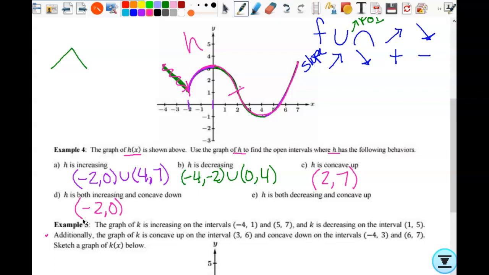All right, so then h is both decreasing and concave up. So we knew it was concave up from right here. Where does the decreasing part start? At 2 and goes to what? 4. Any questions at all? Anything I need to repeat? Please do not be afraid to speak up.